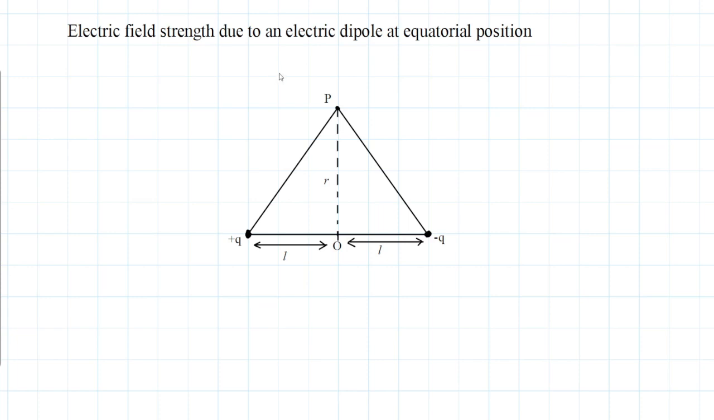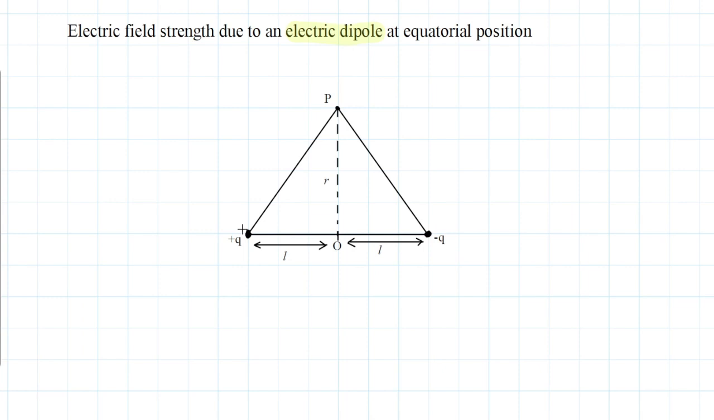Let's discuss the electric field strength due to an electric dipole at the equatorial position. First of all, let's again talk about this electric dipole. It is formed when two equal and opposite charges, here both plus and minus q having equal magnitude, are separated by some distance.